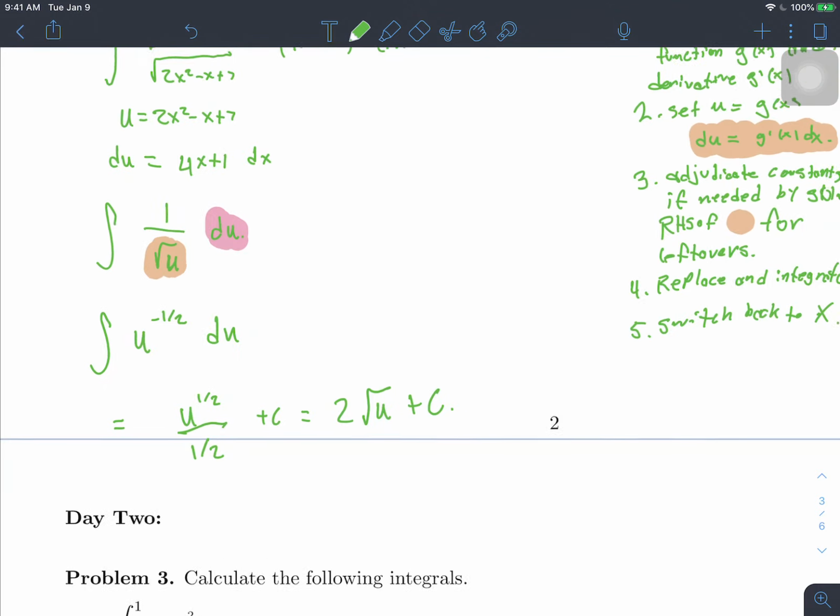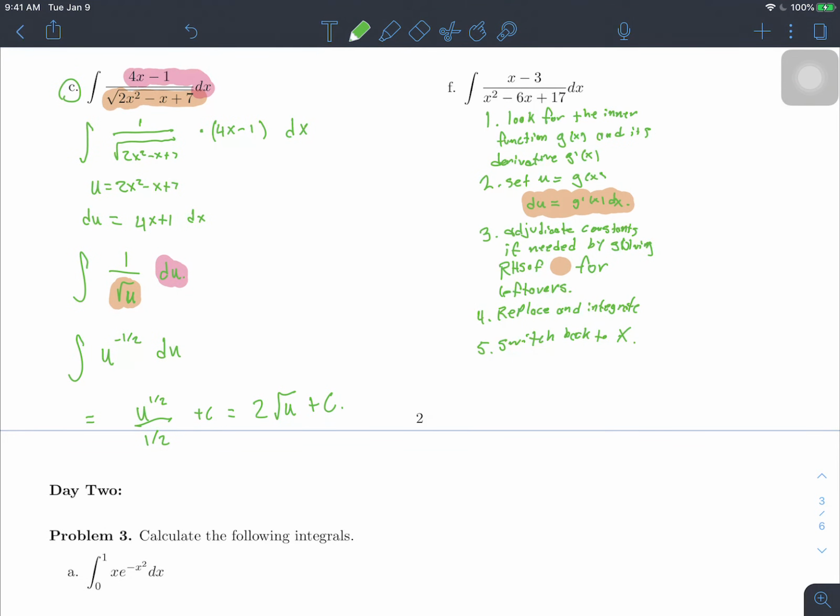Okay. So last thing I have to do, switch all of this stuff back to x. So the way I'm going to write that is just 2 times the square root. Where I had u before, I'm going to write what u was equal to. It's 2x squared minus x plus 7. And then I'll add c. And one way you can check your work is, if we take the derivative of this thing, we should get our original integrand.